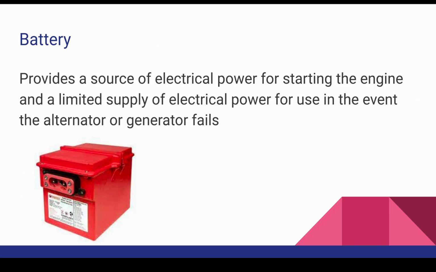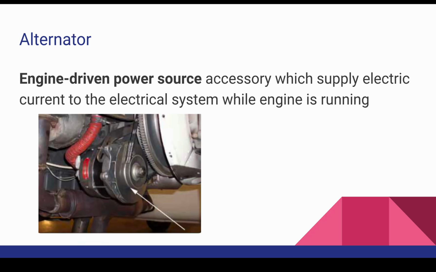All right, let's talk about some major parts of most electrical systems. One is a battery. It provides a source of electrical power for starting the engine and a limited supply of electrical power for use in the event the alternator or generator fails. Now, you may not know what an alternator is yet, but we're going to learn about it in a few seconds. But basically, most planes have a battery in it. It's what we use to start the plane, and it's what we use in case of a failure of part of the electrical system.